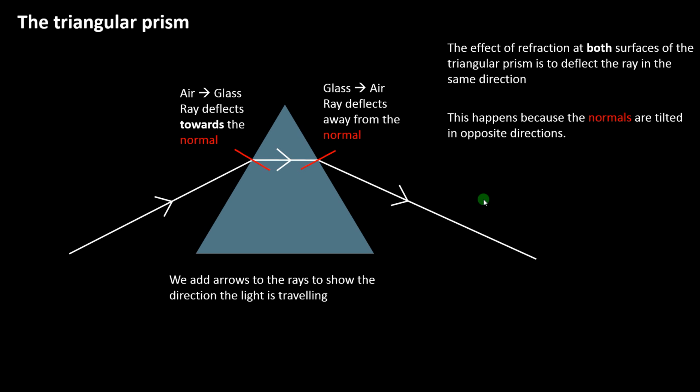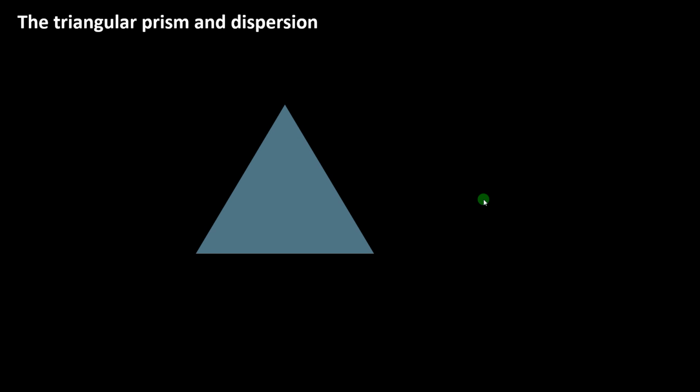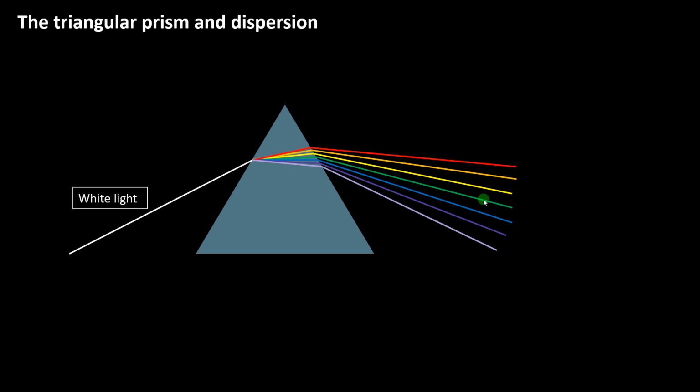Okay, well that's all well and good, but the real use of the triangular prism comes when we look at this idea of what we call dispersion, which is where we put white light into the prism and it splits the white light into the constituent colours in the spectrum.